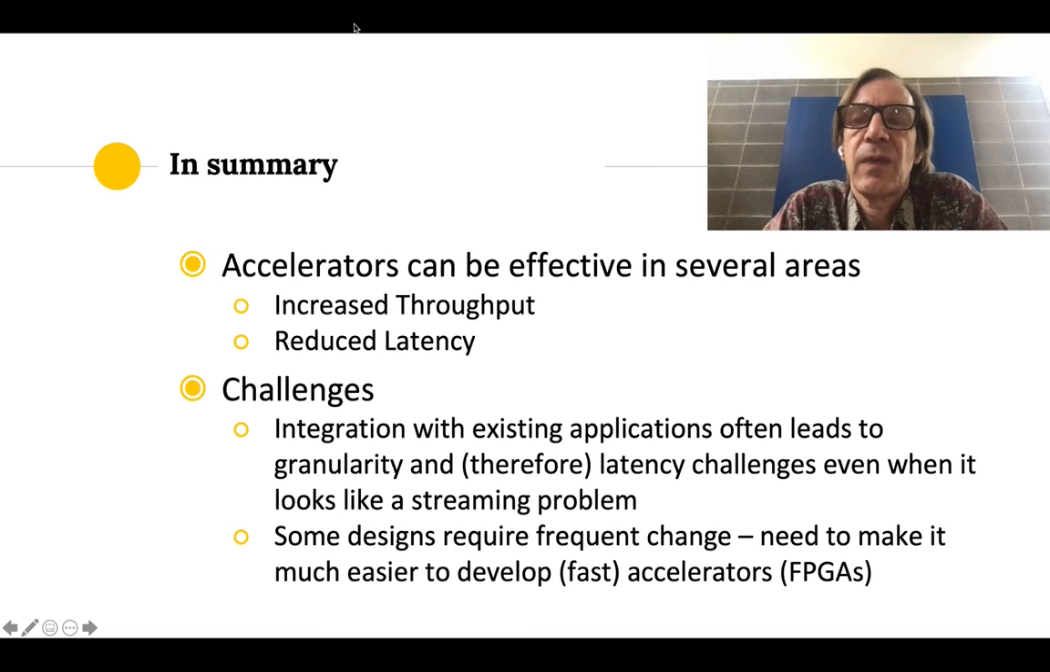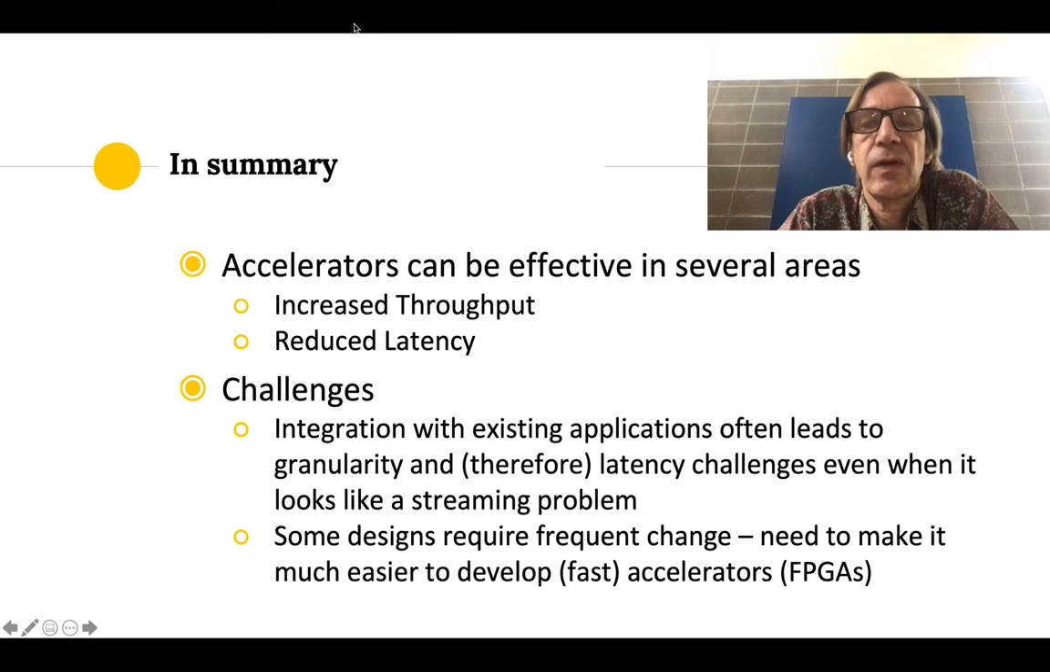So in summary, I've given a few examples here of accelerators and where they might be effective to either provide increased throughput or reduced latency. And we've touched on some of the challenges. Integration with existing applications often leads to issues with granularity, and that in itself can cause a need for low latency in the accelerator itself and how it's integrated with the CPU. And the second challenge we talked about is that some designs require frequent change.